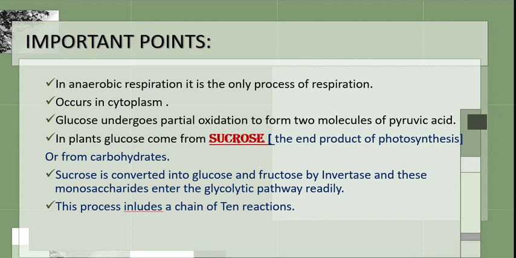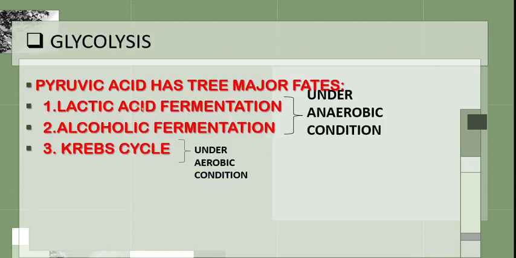Pyruvic acid is a key product of glycolysis, and its metabolic fate depends on cellular need. Pyruvic acid has three major fates: lactic acid fermentation or alcoholic fermentation under anaerobic conditions, that is, in the absence of oxygen, or the Krebs cycle under aerobic conditions, that is, in the presence of oxygen.